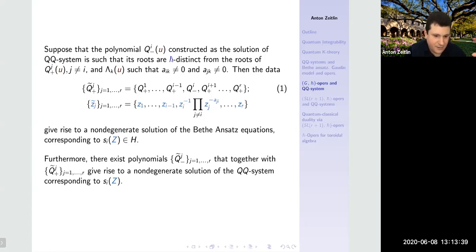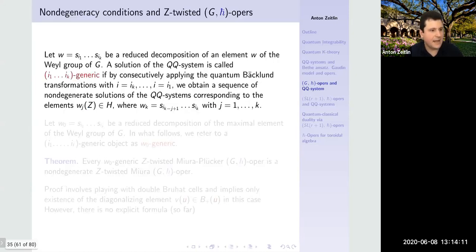When you transform it, something happens with your non-degeneracy condition. Remember that I originally required these Q polynomials to have certain non-degeneracy conditions, that they don't have common roots when they are adjacent in the Dynkin diagram. You have to put this requirement in place if you want to proceed and obtain the Bethe ansatz equations. And that leads to the following genericity condition. When you make these transformations one by one and keep your non-degeneracy conditions, we call it I1, ..., IK generic, if you make many of these transformations.